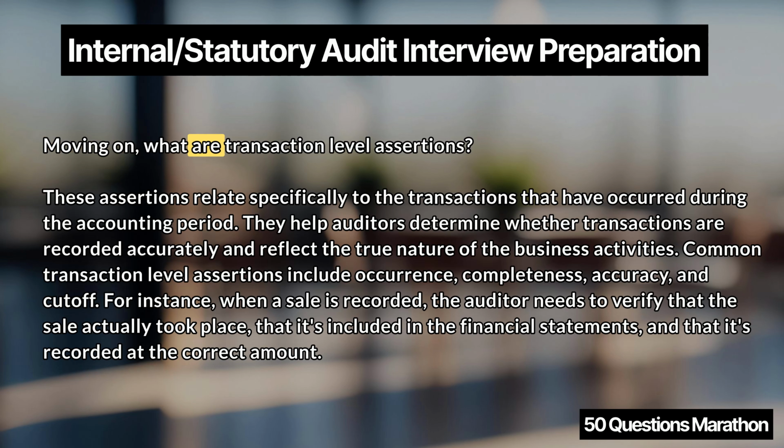Moving on, what are transaction level assertions? These assertions relate specifically to the transactions that have occurred during the accounting period. They help auditors determine whether transactions are recorded accurately and reflect the true nature of the business activities. Common transaction level assertions include occurrence, completeness, accuracy, and cutoff. For instance, when a sale is recorded, the auditor needs to verify that the sale actually took place, that it's included in the financial statements, and that it's recorded at the correct amount.